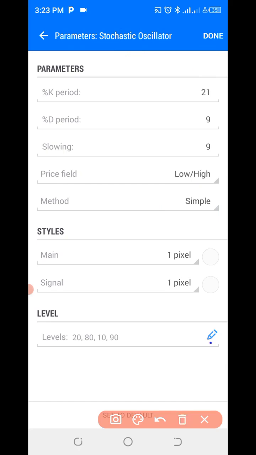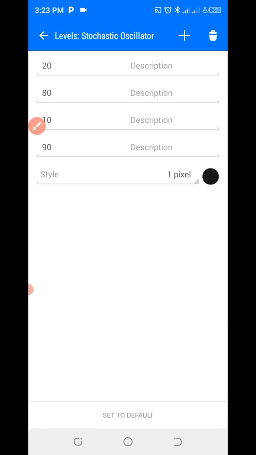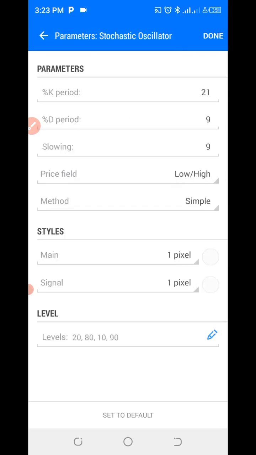Once you are done, the levels: we have 4 levels, the 20 level, the 80 level, the 10 level, and the 90 level. The 20 level and the 10 level are for a buy on Crash. Then the 80 and the 90 level are for a sell on Boom. Once you are done, you click on done.